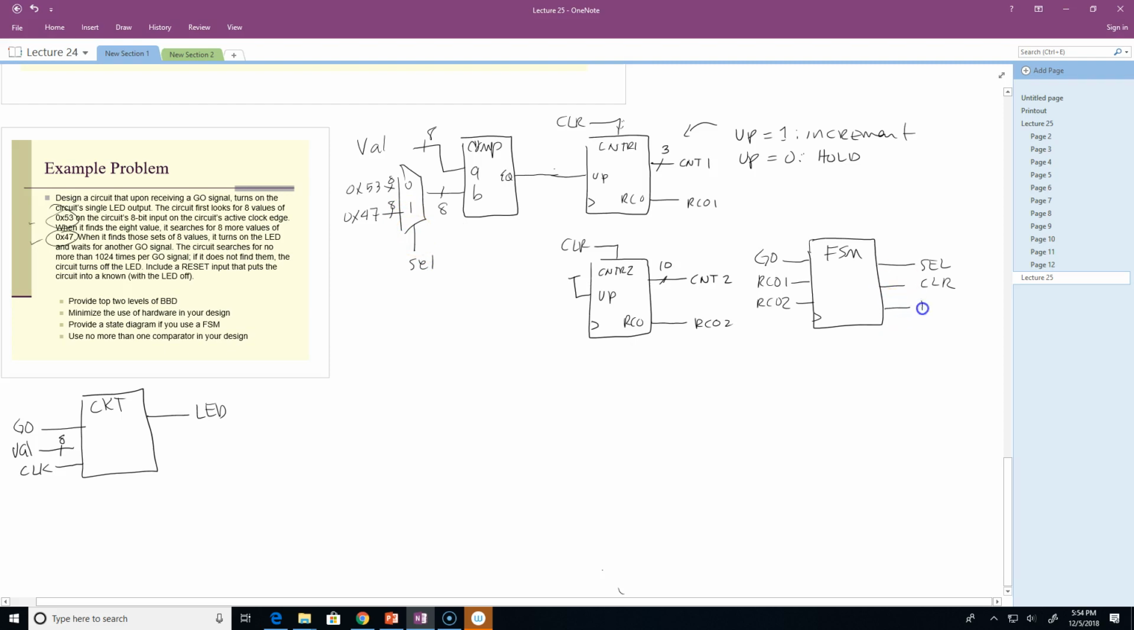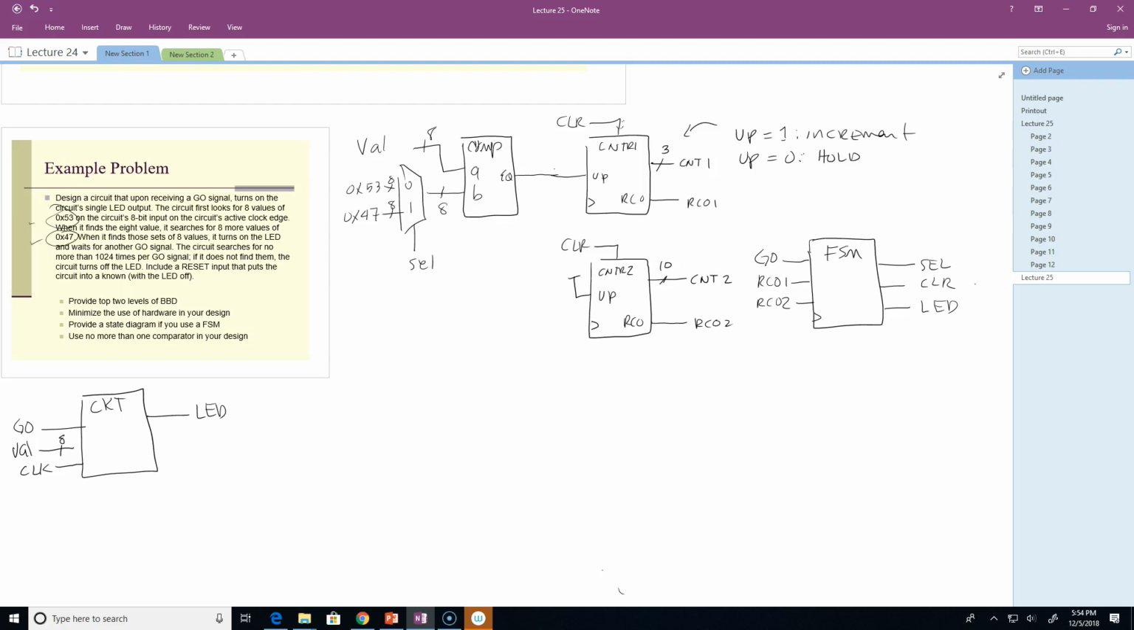Of course, I need that LED. I'm going to control the LED via the state diagram. Okay, I think I'm done now. If I forgot something, I can just go at it.